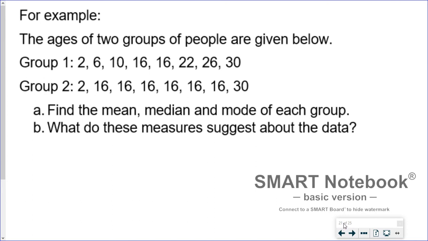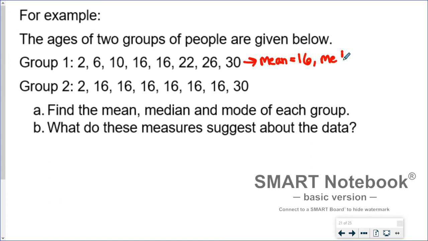For example, the ages of two groups of people are given below. A, find the mean, median, and mode of each group. We could just use our calculator for this, if you just plug this into your calculator. Here, I just put these in my head real quick, but you could definitely use your calculator. The mean is going to be 16.